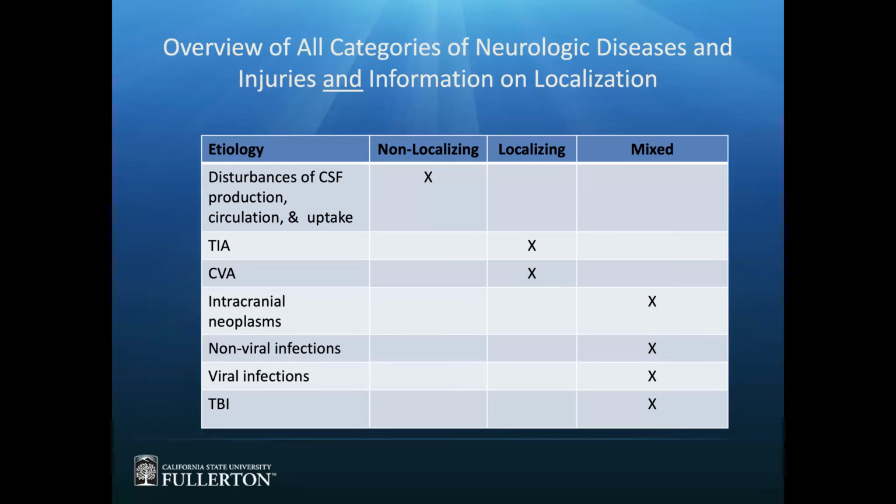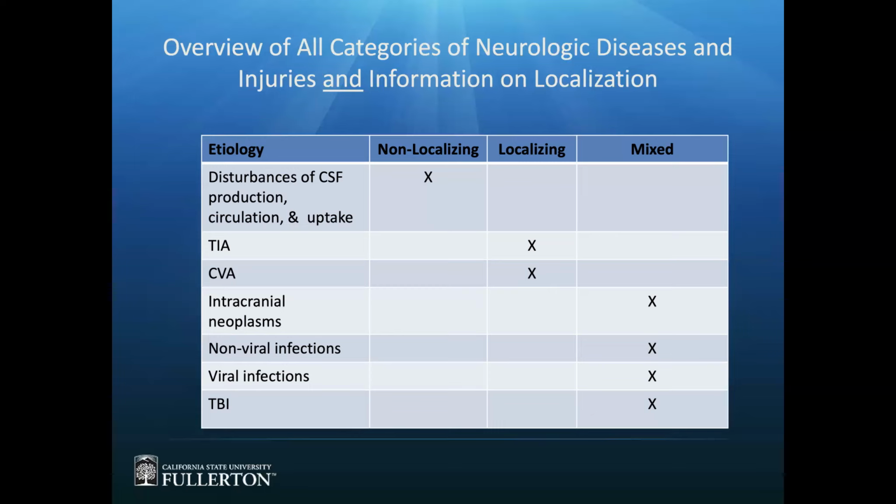The first one here, you might have heard of it, disturbances of cerebral spinal fluid production. It's basically hydrocephalus. That's non-localizing. So we'll go through it. Some are non-localizing, some are localizing, and some are mixed. For example, traumatic brain injury. Generally, we think of that as non-localizing because the person just has a cognitive disorder. They don't necessarily have a particular set of problems that point to a particular part of the brain. Both sides of the brain are involved.